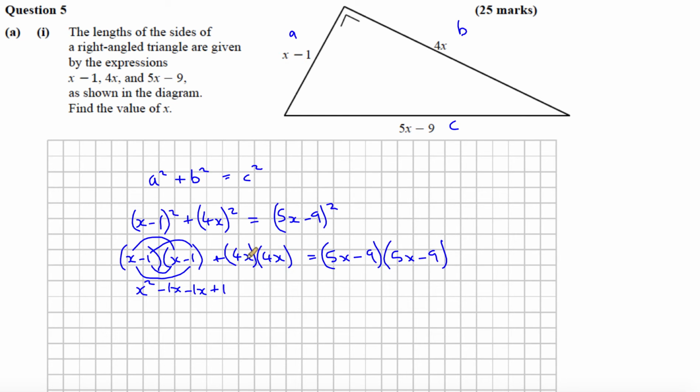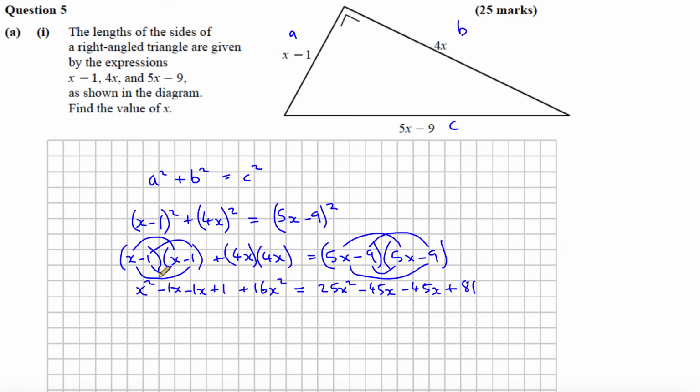Okay, so next I have 4x by 4x, which is 16x squared, equal to, on the other side, 5x by 5x, it's 25x squared. Minus 9 by 5x is minus 45x. And minus 9 by the other 5x is another minus 45x. And then minus 9 by minus 9, which is positive 81.